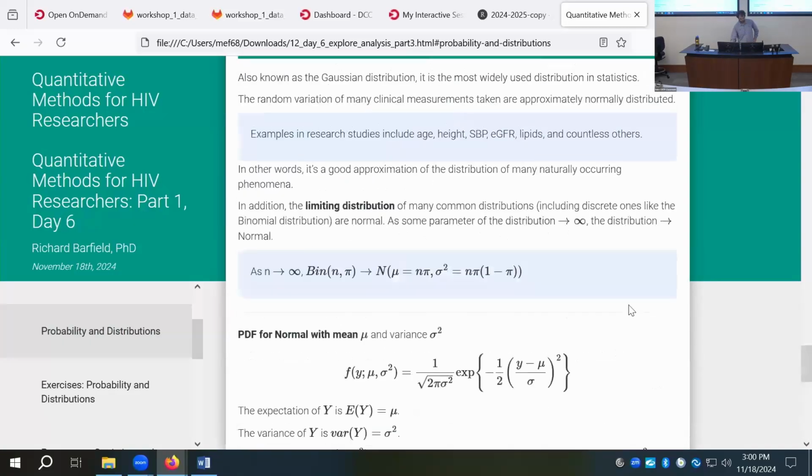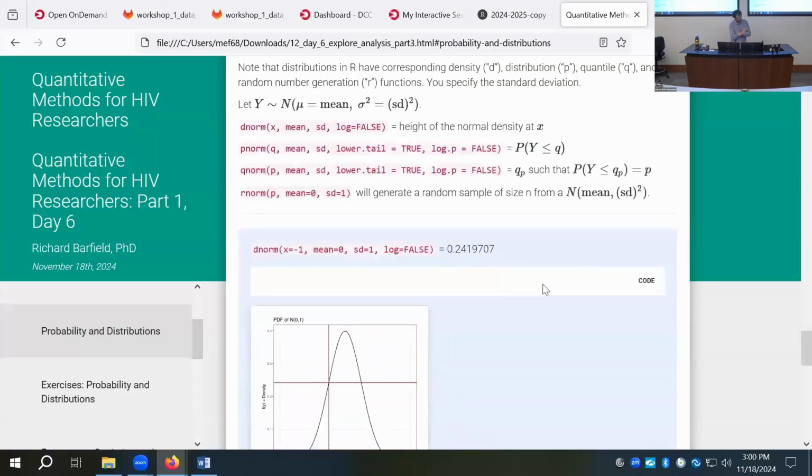Okay. All right. In R, we have the same thing: dnorm, pnorm, qnorm, rnorm. dnorm gives you the height of the normal density at some value. pnorm gives you the probability of observing that value or less. qnorm will give you the value such that the probability that y is less than or equal to that is equal to the probability you give it. And rnorm, that should be an n there, not a p, will generate a random sample of normal. Okay.